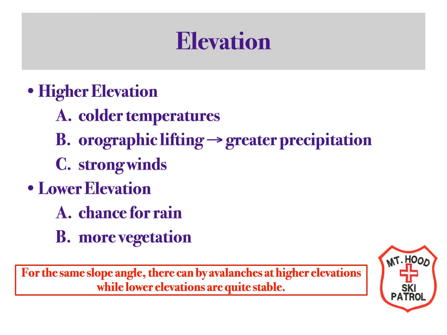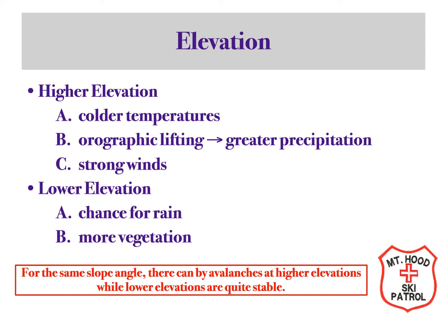So let's look at some of the other terrain parameters that can impact whether a slope would produce a slide. Let's start with elevation. Assuming the same slope angle, what do you think the differences would be between a slope at 10,000 feet versus one at 5,000 feet? Well, at higher elevations, we would expect colder temperatures, so the nature of the snowpack would be different.